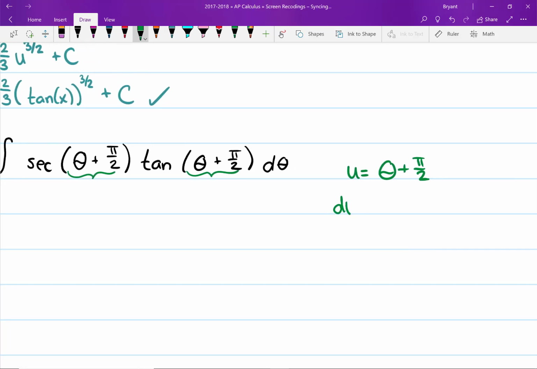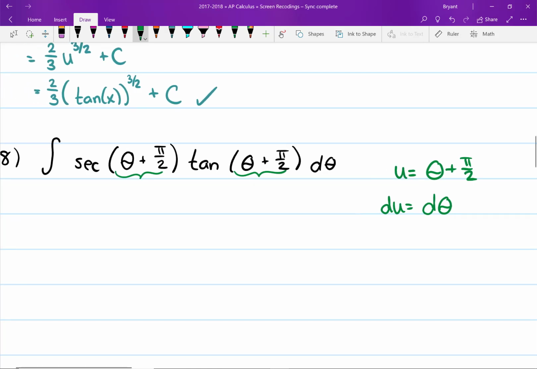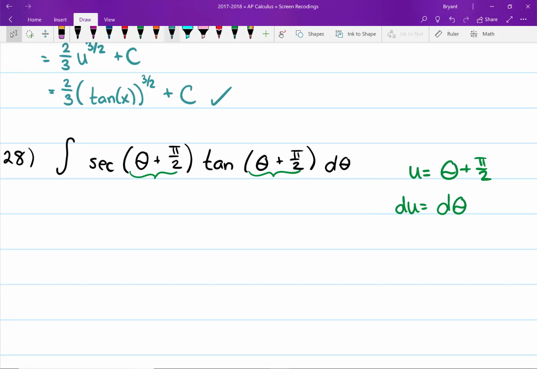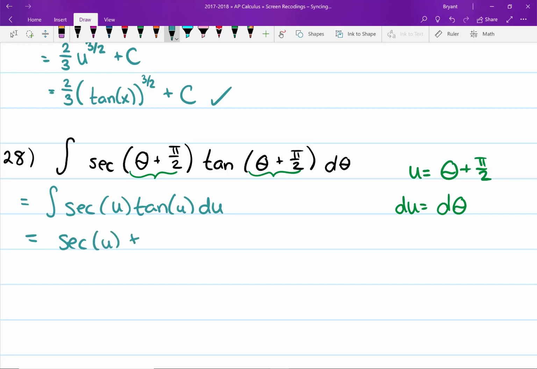So I'm going to take the derivative of both sides and get du is equal to d theta, because the derivative of pi over 2 is just 0, since it's a constant. Nobody cares about pi over 2 in this case. So I'm going to rewrite my integral as secant of u times tangent of u du. And this is going to give me a nice and easy secant of u plus c. And so this is secant of theta plus pi over 2 plus c.